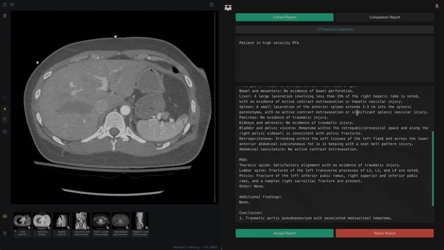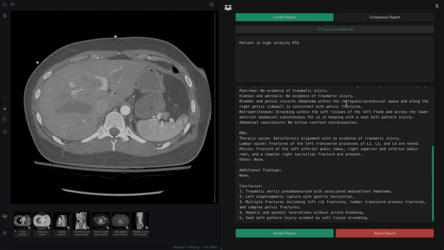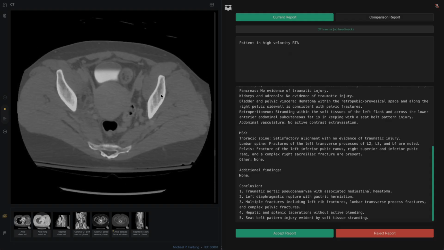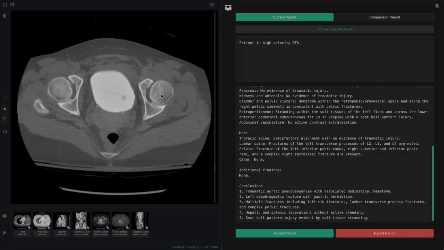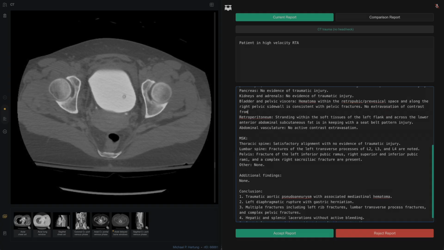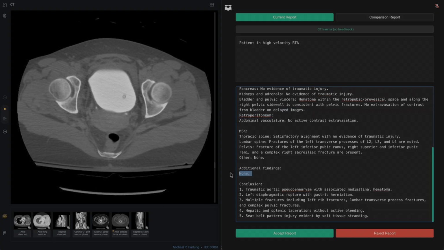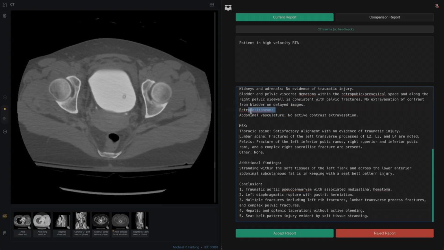Okay, so it's got liver injury and spleen injury. Pelvic fractures. I guess we should specifically comment on whether on these delayed phase images there's any evidence of extravasation of contrast from the bladder, suggesting bladder injury, and we can't see anything of that, so let's add that in. No extravasation of contrast from bladder on delayed images. And this probably shouldn't go in retroperitoneum. Perhaps we can put that in additional findings. Get rid of that for now.